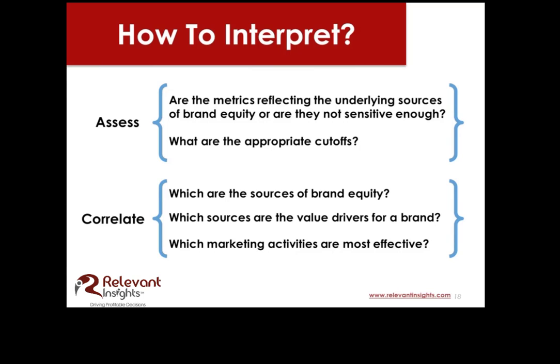The second task we're faced with is what I call correlation of the metrics, which I was trying to do with the chart that I showed you with the quadrants. Here we're looking for relationships among the different metrics so that we can identify sources of brand equity, identify which sources are the value drivers for a brand, and identify which marketing activities are more effective. So at the end, what we want is a model of the data that can be connected to actionable marketing activities and their ROI.